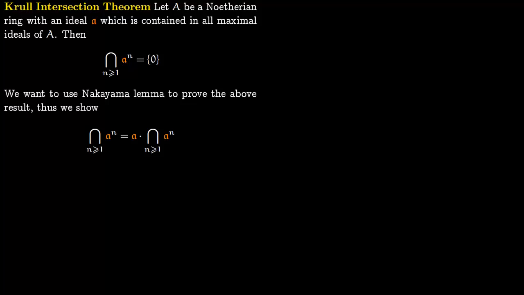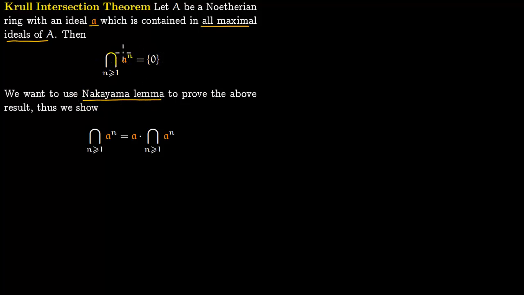Now we want to talk about the Krull intersection theorem. Let A be a Noetherian ring with an ideal 𝔞, and this ideal 𝔞 is contained in all the maximal ideals of A. Then you take the intersection of 𝔞^n for n greater or equal to 1. This is just 0. To prove this, we are going to use Nakayama's lemma.